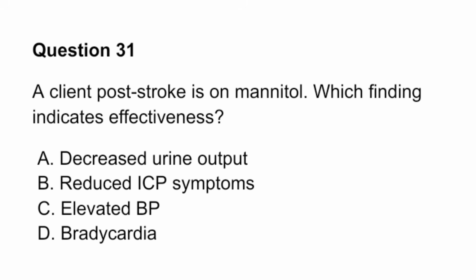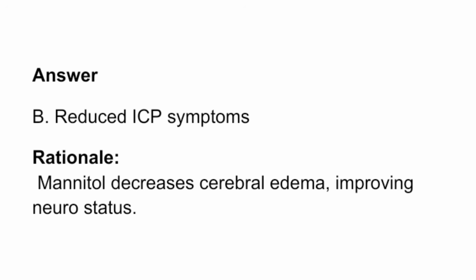Question 31. A client post-stroke is on mannitol. Which finding indicates effectiveness? A. Decreased urine output, B. Reduced ICP symptoms, C. Elevated BP, D. Bradycardia. Answer: B. Reduced ICP symptoms. Rationale: mannitol decreases cerebral edema, improving neurostatus.